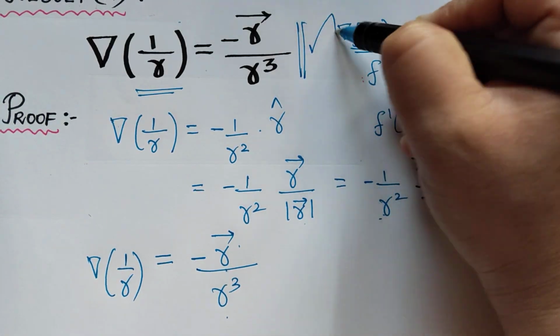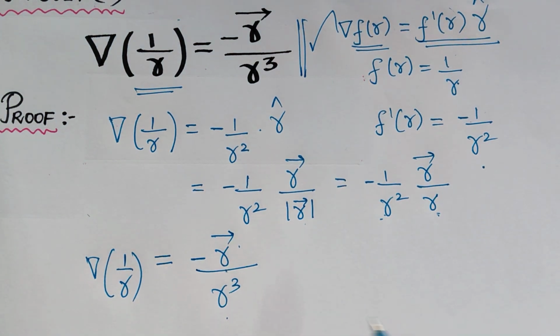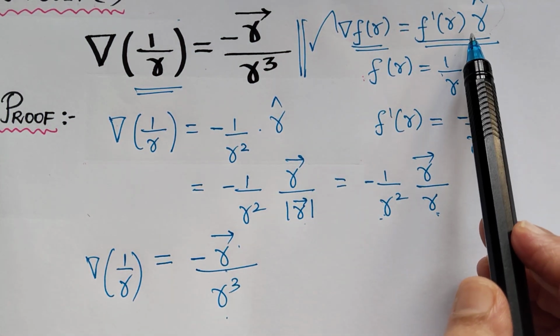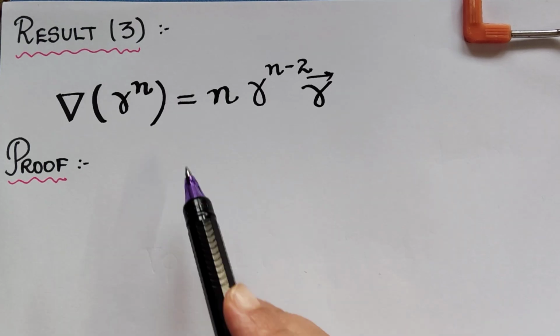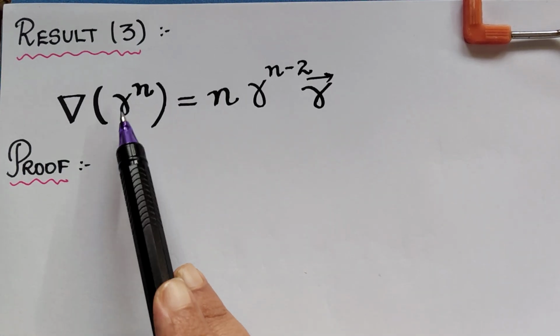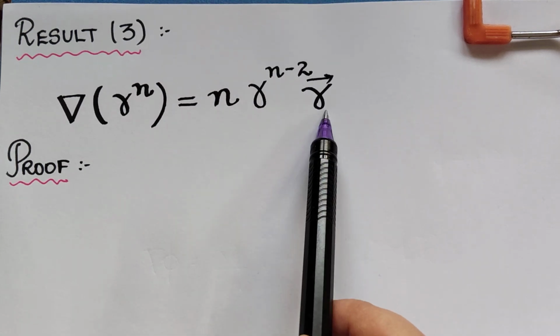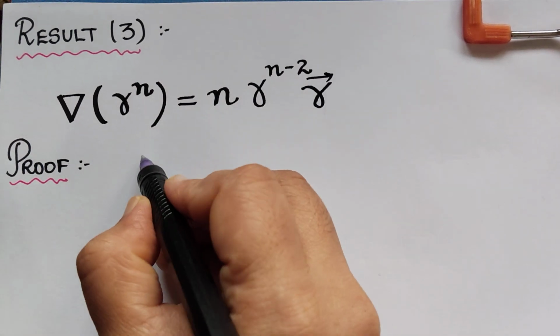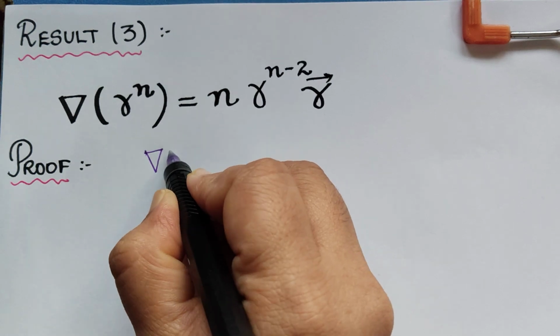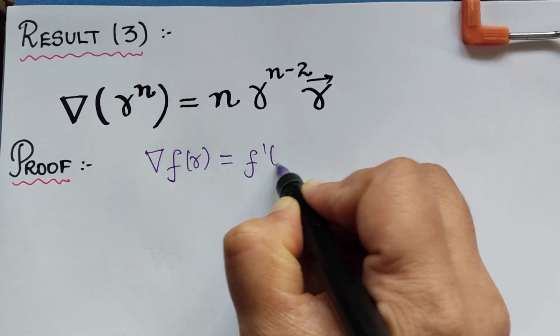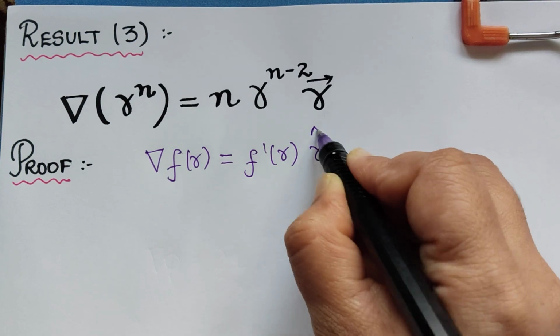So this is proved. Now using the same concept that we learnt, we will see another result, result 3, which says that nabla of r power n is equal to n r power n minus 2 multiplied with r vector. So again we are going to use the first result that we learnt, that is nabla of f of r is equal to f dash of r multiplied with r cap.